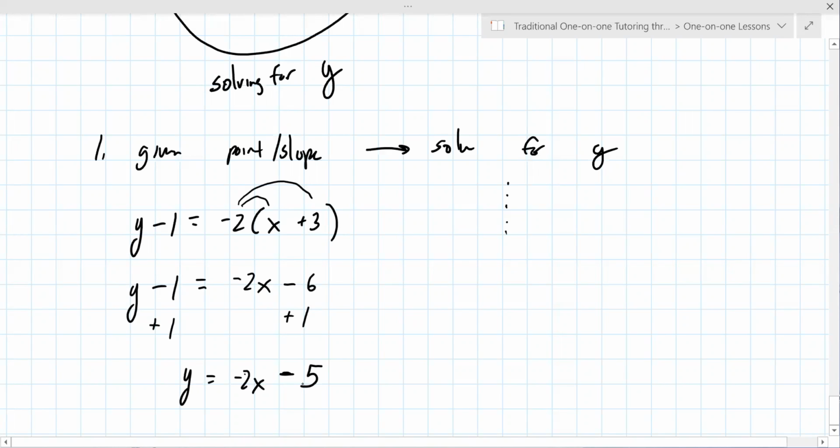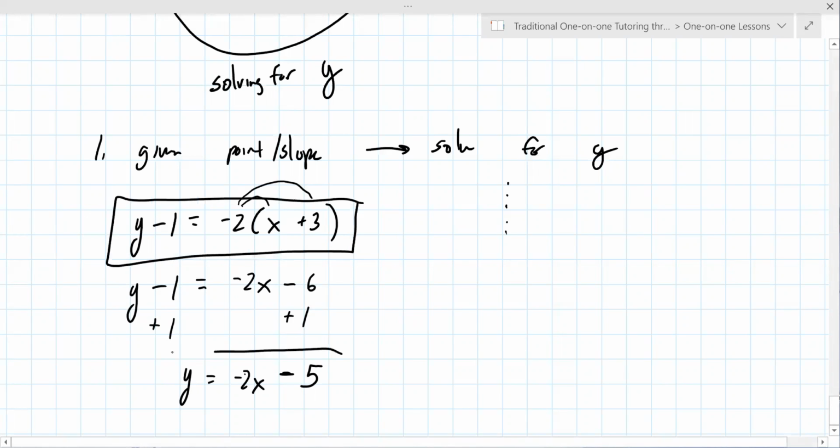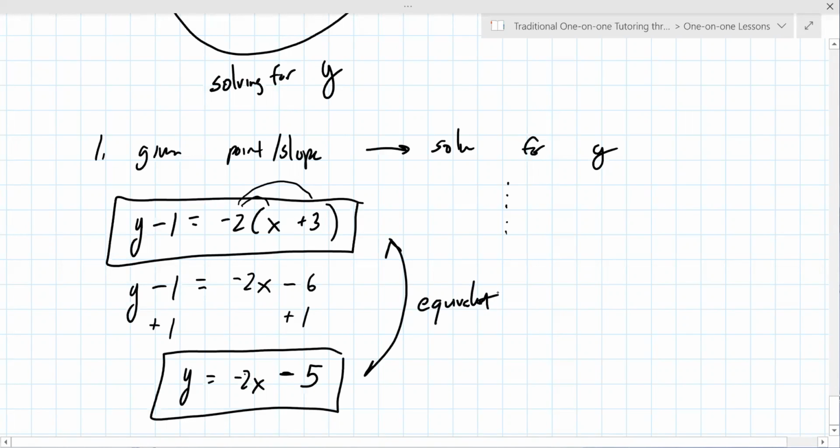Okay, so now this is very important here. This line right here that I'm boxing in, and this right here, these are equivalent. The one up here is in point slope form. The one down here is in slope intercept form. y equals mx plus b.